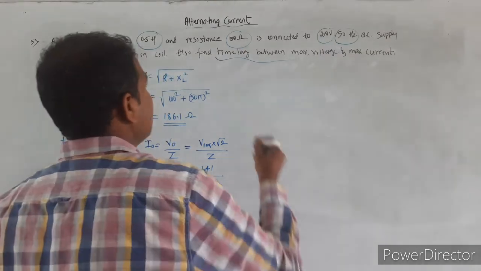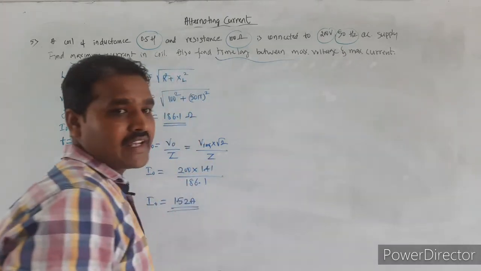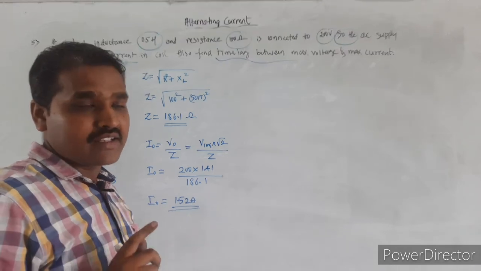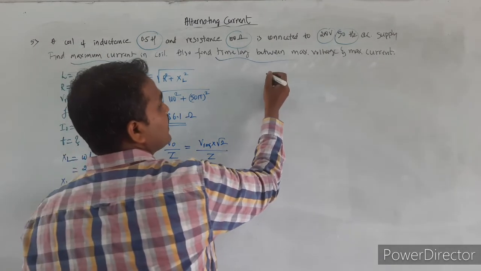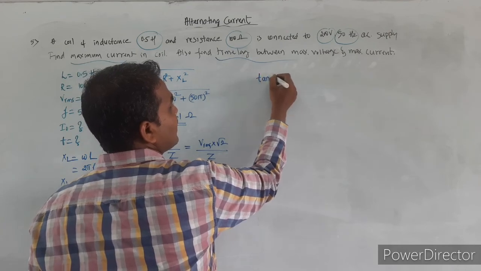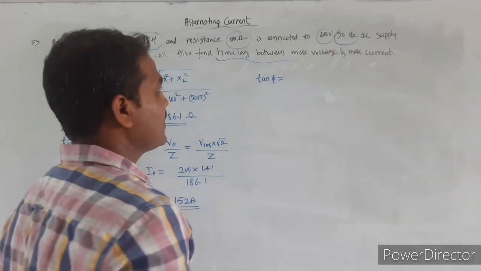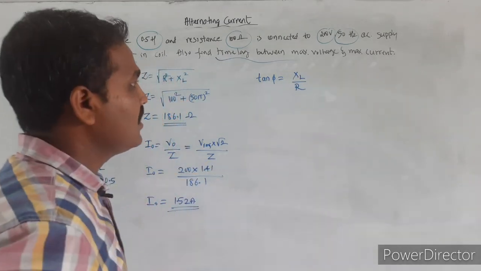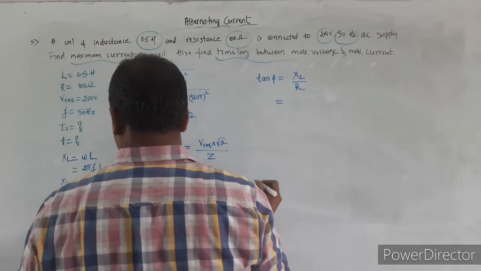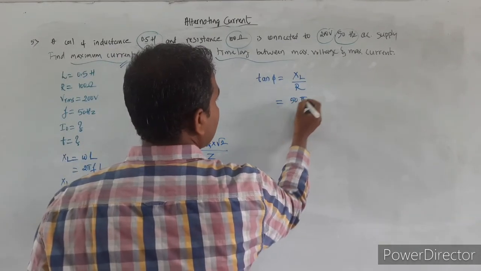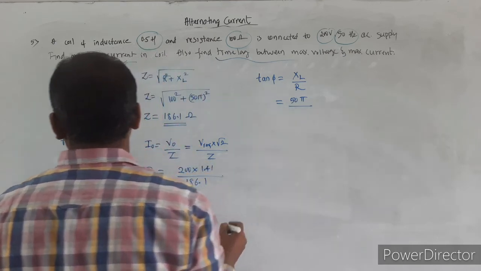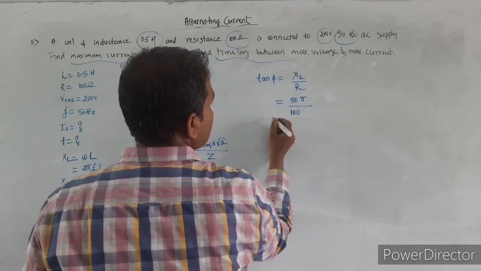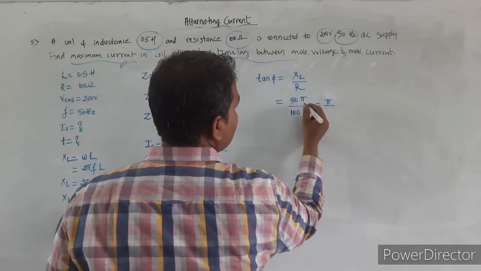Next we have to find out the time lag between the maximum voltage and maximum current. The given coil can be considered as an RL circuit. In an RL circuit, the phase angle is given by tan phi is equal to XL divided by R. By substituting here, XL is equal to 50 pi, divided by the value of resistance, which is 100. So I can write this is equal to pi divided by 2.